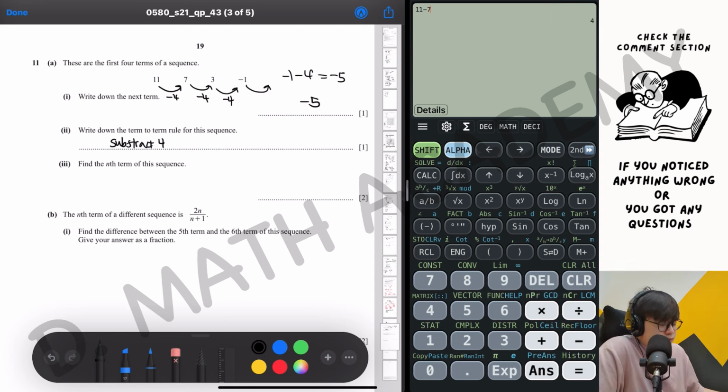Find the nth term of this sequence. It will be 11 plus 4 first. You get to 15. So 15 minus 4n will be the nth term of this sequence here.